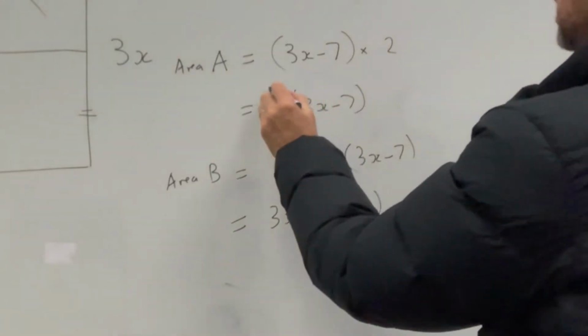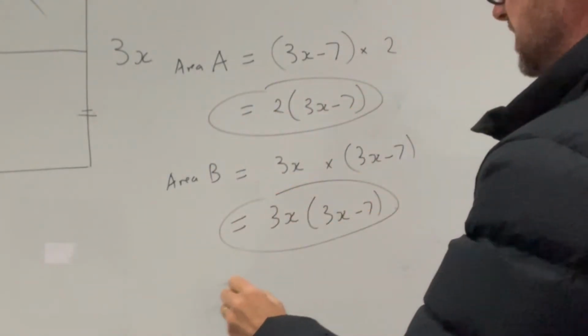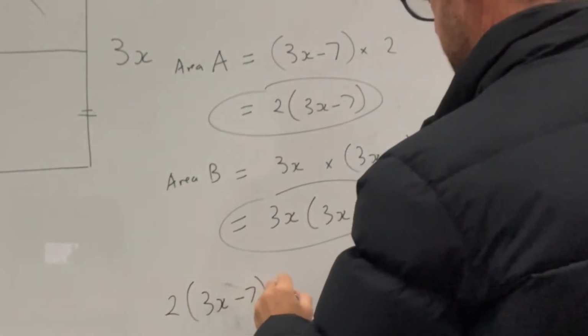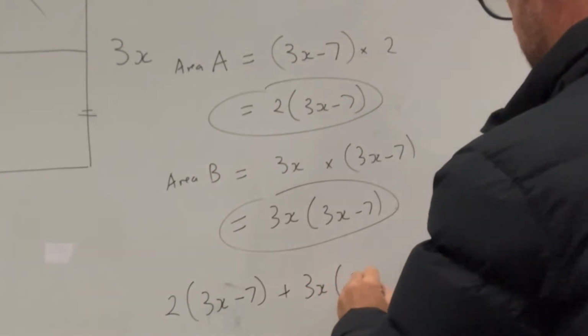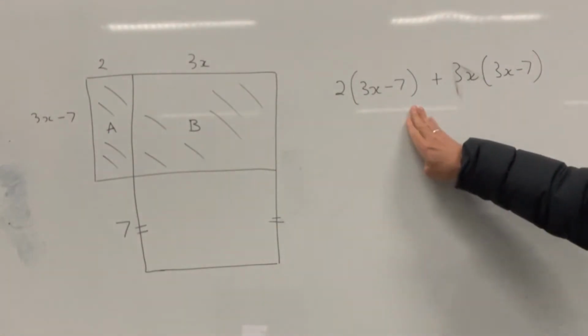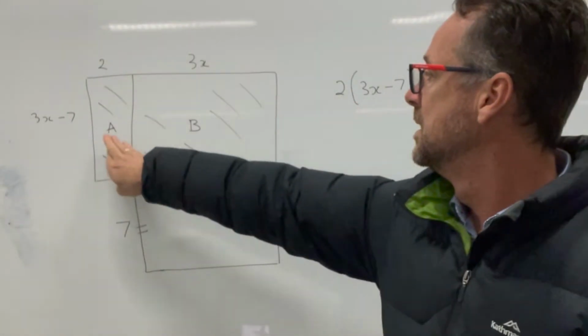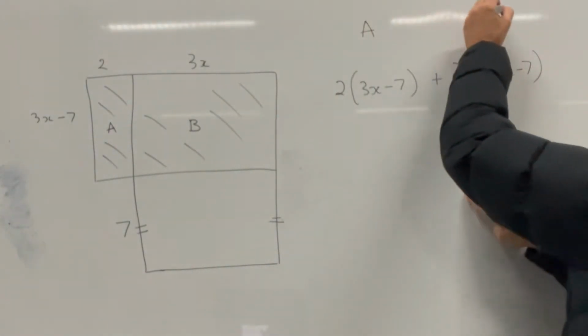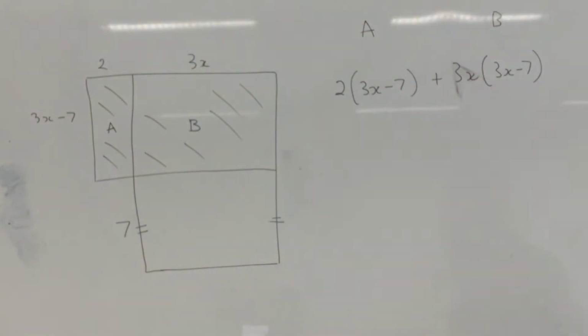Write an expression for the total shaded area. So those combine, and it says to expand and simplify. If we know it's this one here and this one here, we need to add those together. So it's 2(3x minus 7) plus 3x(3x minus 7), like this. So we've got the area of A here, and we've got the area of B here. So that's the area of A, that's the area of B, and so we need to add them together in order to find the total area of A and B.